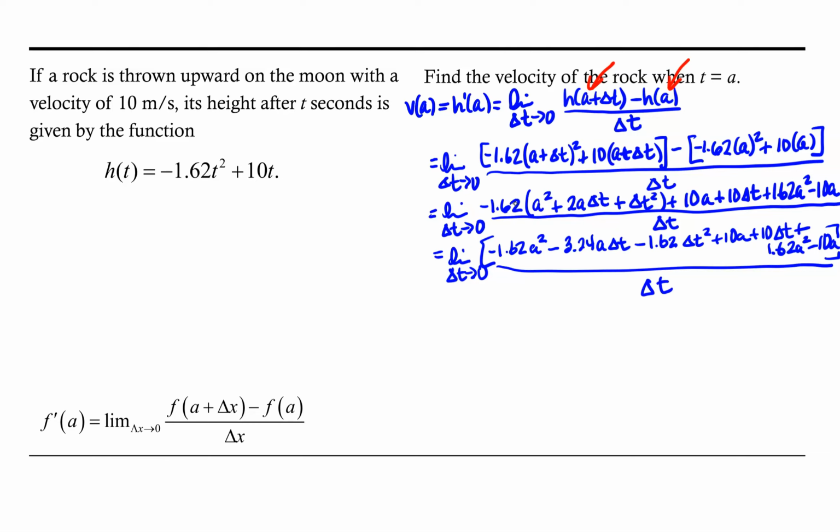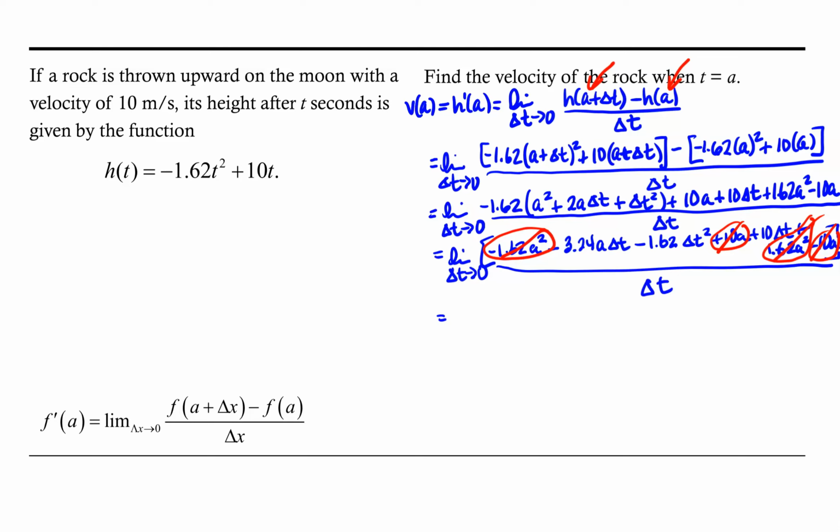Now at this point, we can start looking for terms that might add or subtract out. So we've got negative 1.62A and a positive 1.62A. Those will sum to 0. We've got a positive 10A and a negative 10A. Those will sum to 0. And that looks to be about all we can do.